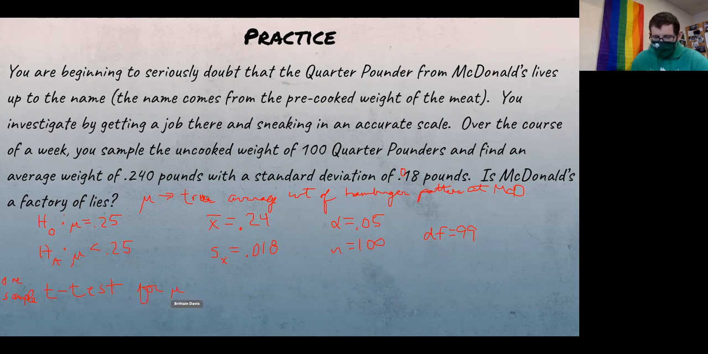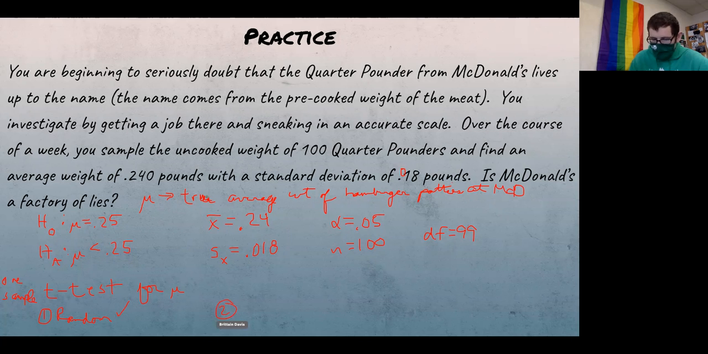All right. Let's check our conditions. Was this random? Yeah, it did come from one restaurant, but since they get shipments that come in frequently, let's assume, yeah, it's random. Maybe it'd been better to go to a lot of different McDonald's. So maybe to do a real analysis, you need to go and work at a lot of different McDonald's.